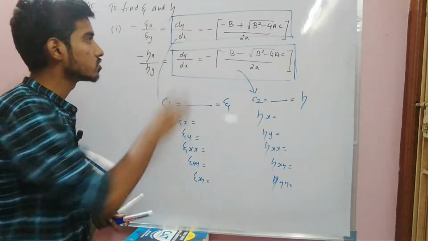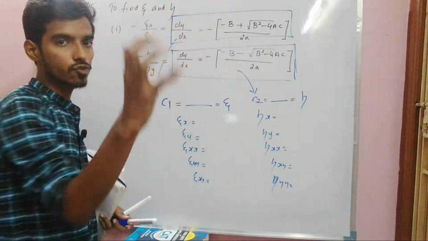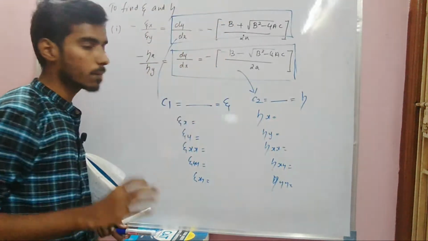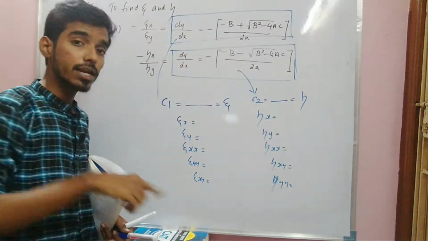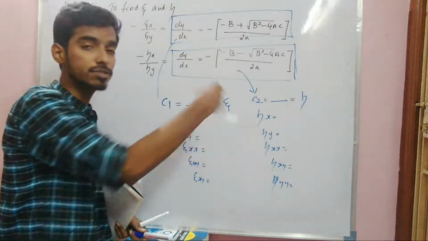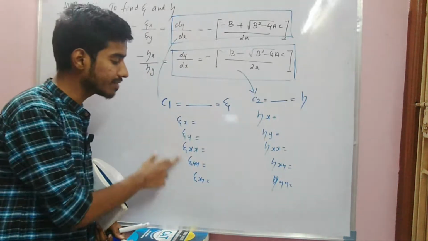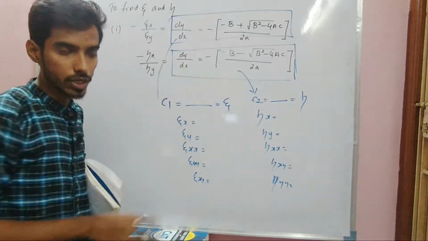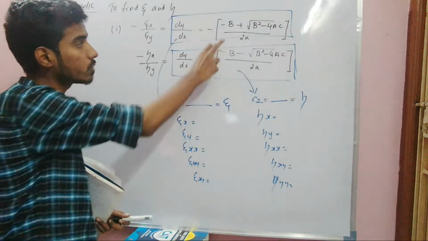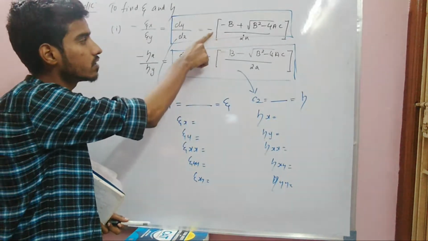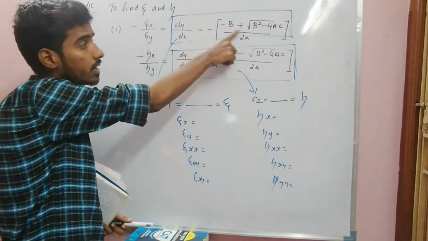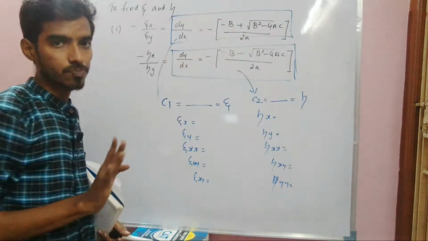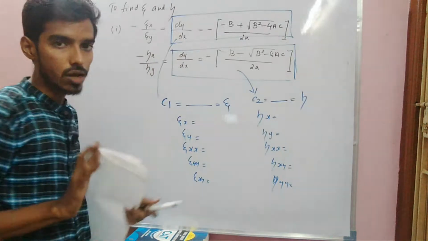That's it, right? So you make use of this formula to find C1, make use of this formula to find C2, and rename C1 to theta and rename C2 to eta, and then you find all the derivatives and then you substitute in canonical form, right? So remember this formula, it's a very easy formula, right? But you have to put minus here and plus and minus here, right? Here we have dy by dx, here we have dy by dx.